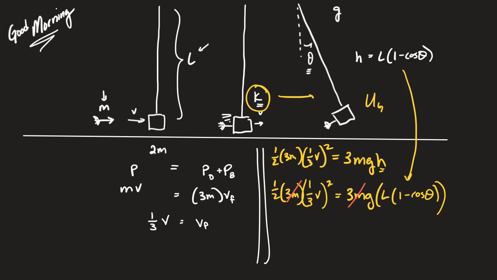And if I'm really trying to get this in terms of theta, I should probably collect the variables. So on the left side, I have 1/18 v squared. So as an intermediate step, on this side I'll have GL times 1 minus cosine theta. Now, no, I think the 3m's cancel on both sides.